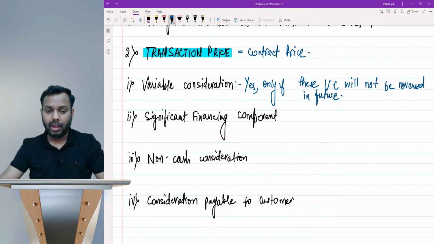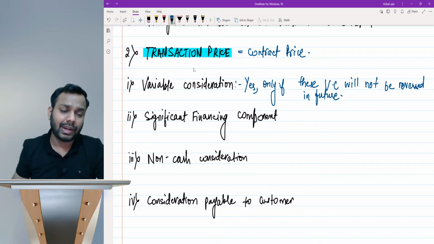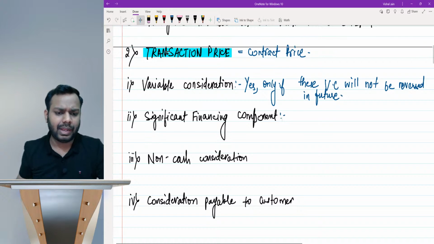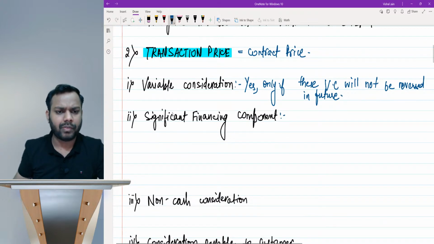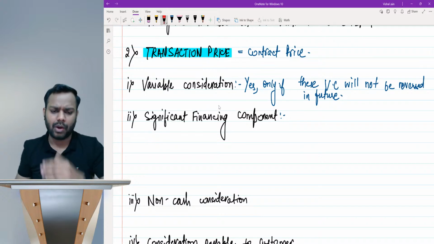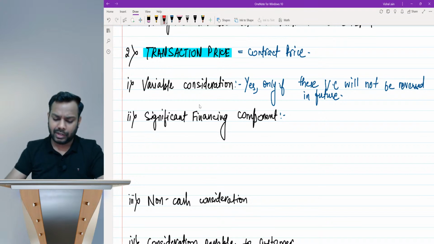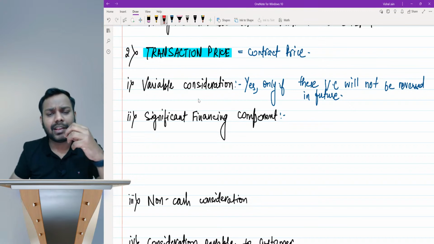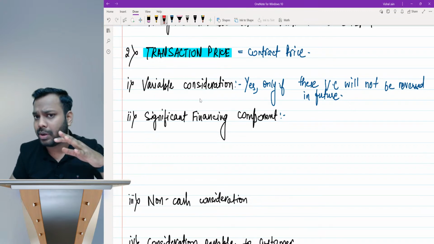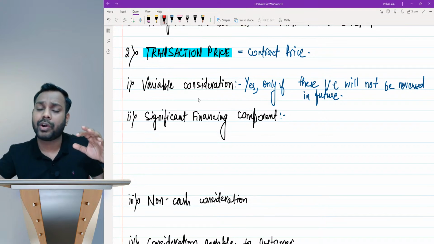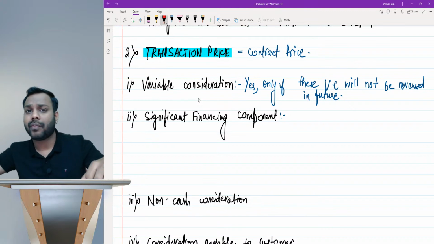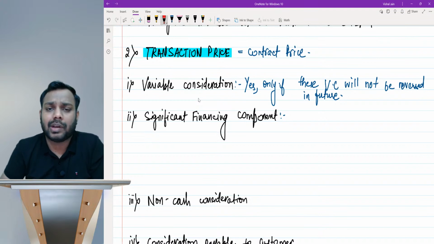Okay. Now coming to significant financing component. Guys, this is a very important topic from an exam perspective. Let's understand how to solve this question. First, let's understand the meaning of significant financing component. Many times we see that the entity has delivered the goods or services now, but will receive the amount after 1 year or after 2 years. Let's suppose we purchase products on EMI.